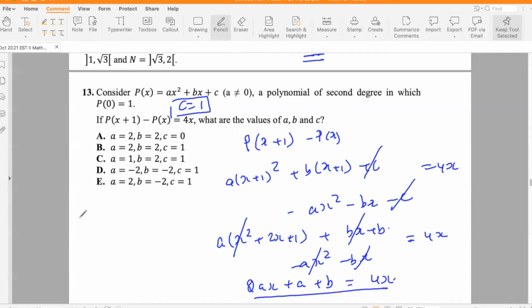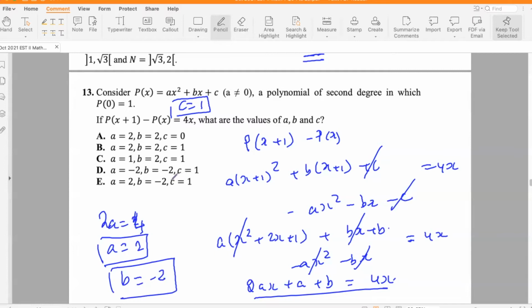So if you compare the like terms, 2a is 4. So a will be 2. And a plus b should be 0, so b should be negative 2. So a is 2, b is negative 2, and c is 1. So option E.